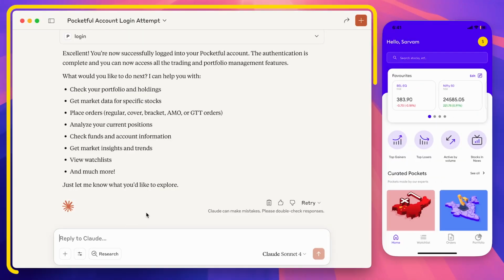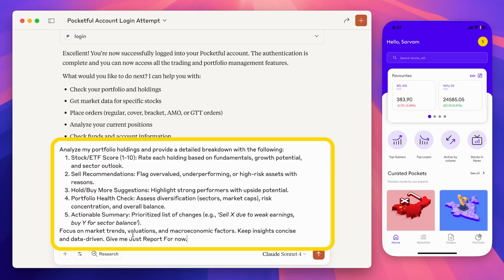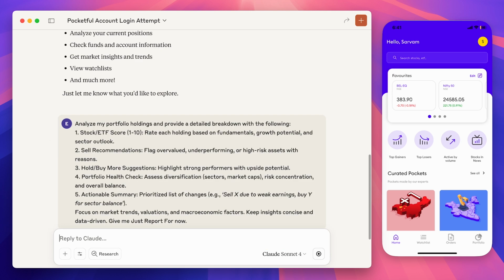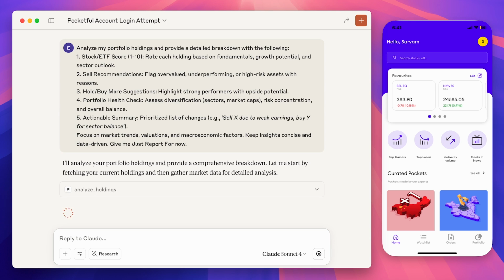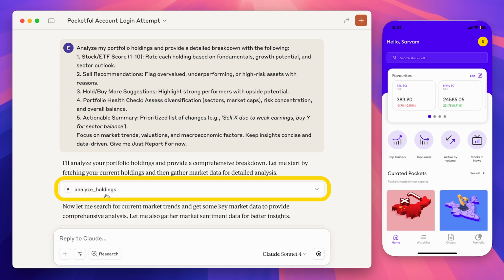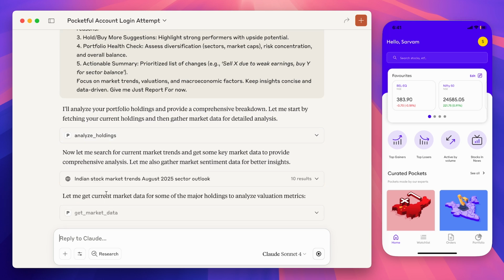So after logging in, as you can see, I've given a quick prompt to MCP, asking it to analyze my portfolio and give me a detailed breakdown on 5 key factors. And just like that, MCP gets to work scanning through my holdings, market data, and sector trends, all in seconds.